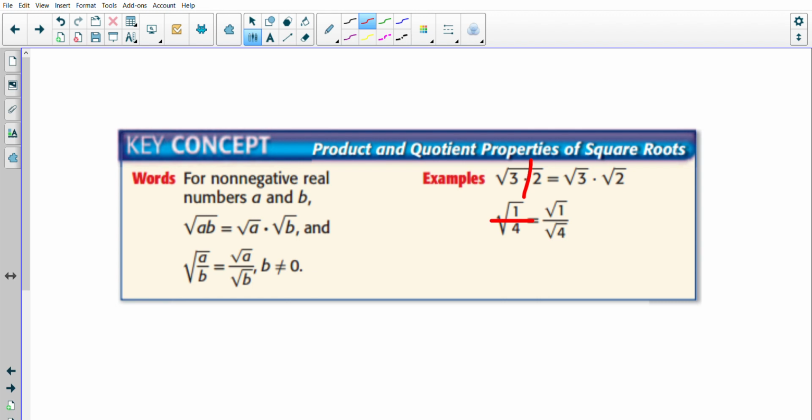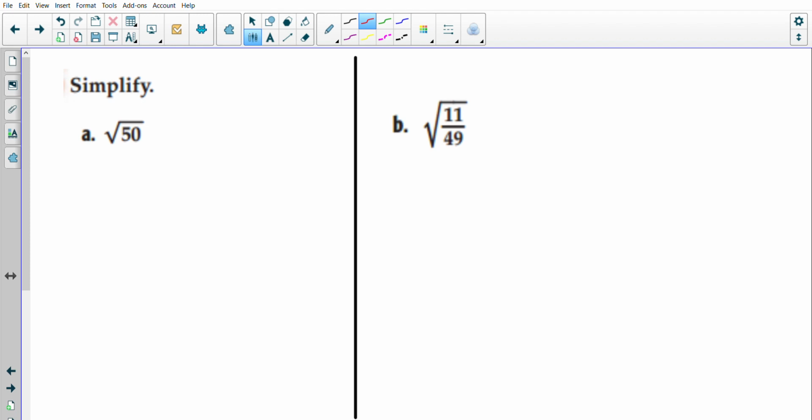And that helps us simplify them, because with square roots we don't want any radicals in the denominator, and we don't want any perfect squares underneath the radical. We want to simplify as much as possible. So let's look at some examples.